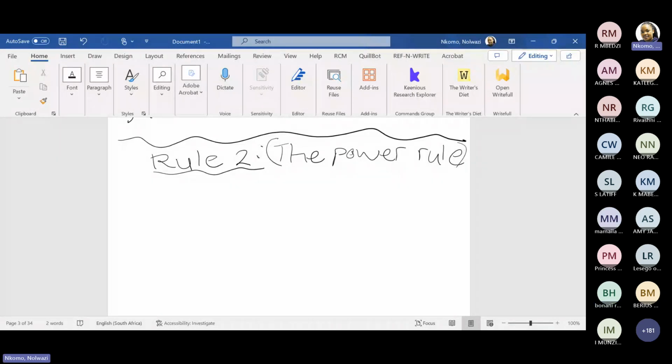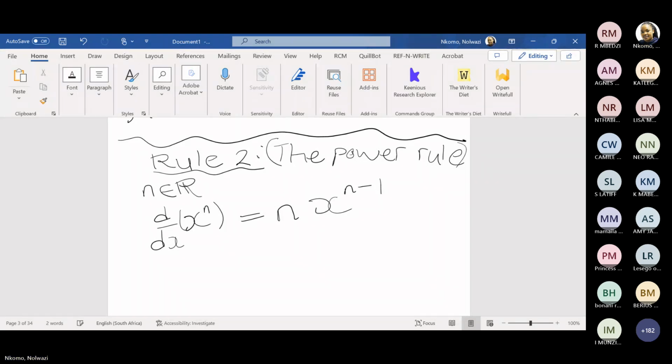Okay, can we move on? Thank you for those who assisted. I appreciate it. Okay, guys, let's move on to rule 2. Rule 2 says if n is any real number, then the derivative of x to the power n would be n x to the power n minus 1, right?